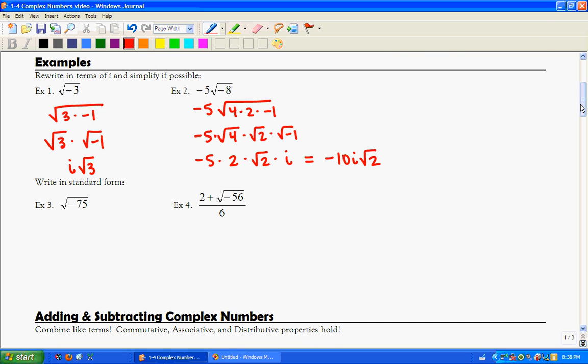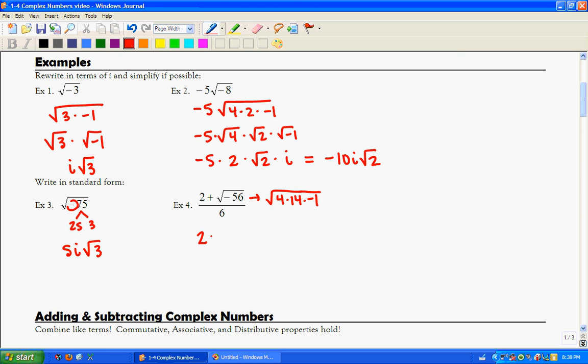You can do the same thing for 75. Hopefully you remember that 75 is 25 times 3. Also the negative sign still in there, so we could rewrite this as 5i square root of 3. The square root of -56, if we simplify this, we could write that as 4 times 14 times -1. If you don't remember those factors, you can always do your factor tree.